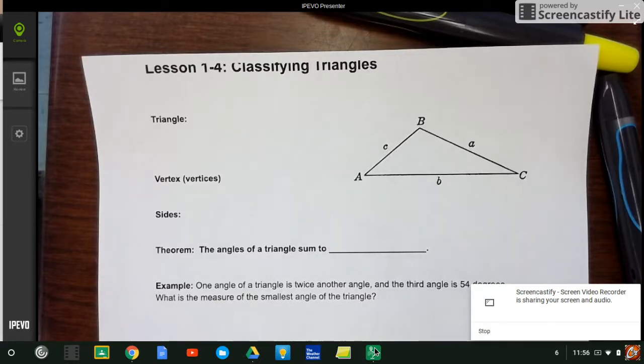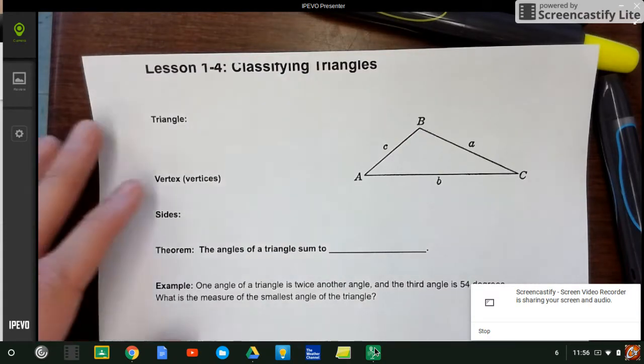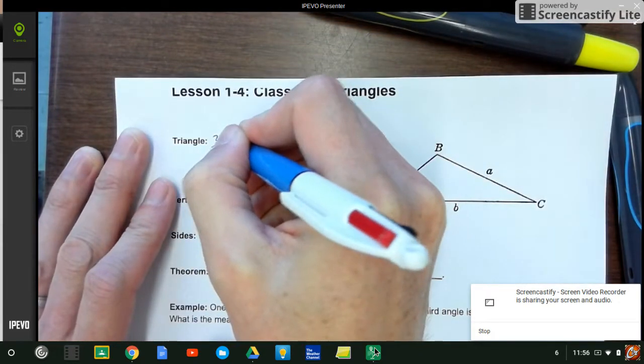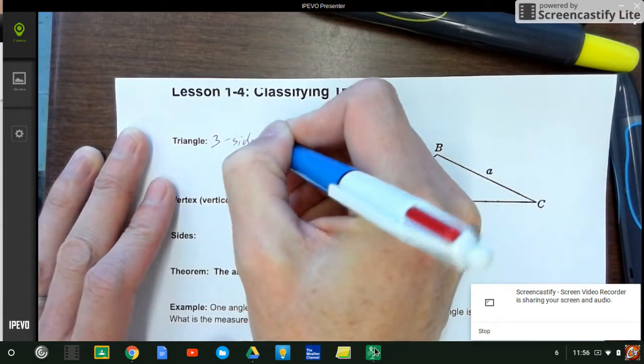Okay, so let's start talking about classifying triangles. We already know what a triangle is. That should be a pretty simple thing. So let's just define a triangle. A triangle is a three-sided polygon.